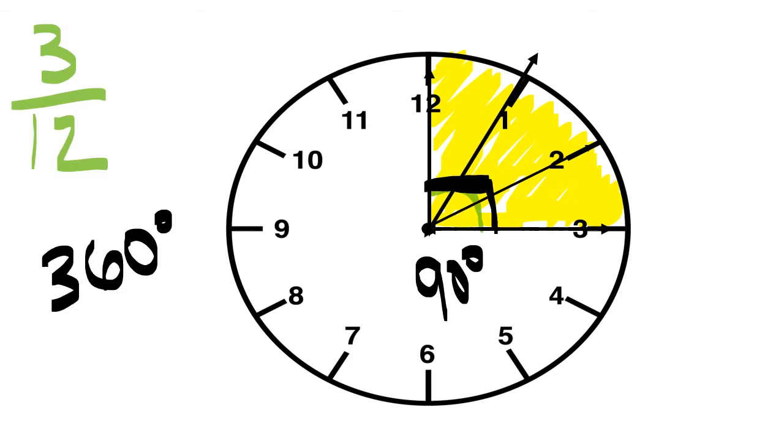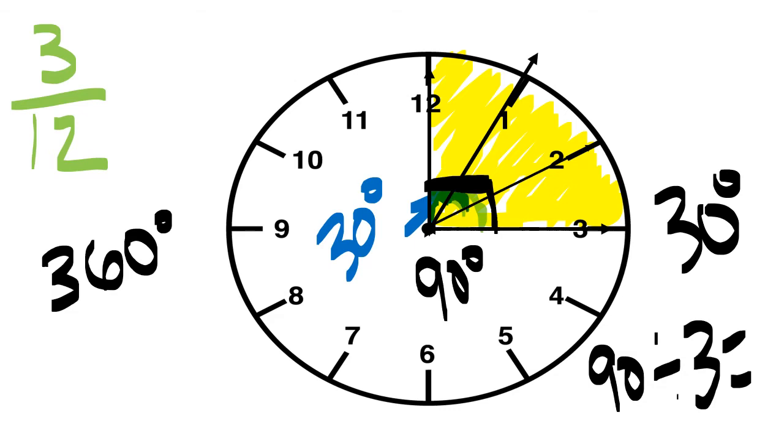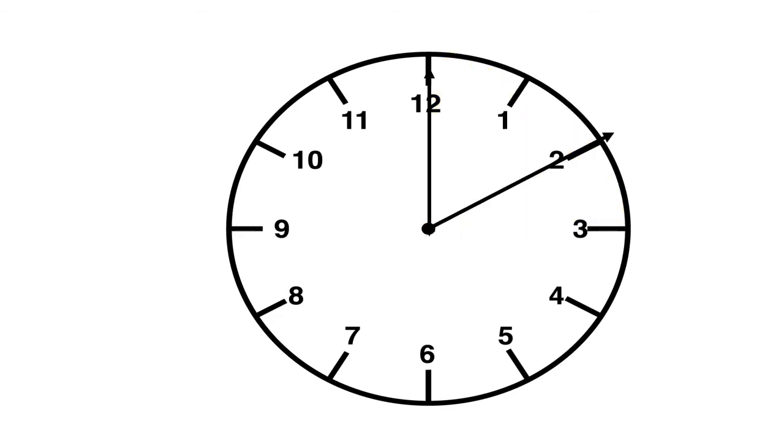So what's the measure of all of these angles? Well, that's simple. That's 90 degrees divided by those 3 angles, and that gives us 30 degrees, which tells us that each of these angles is 30 degrees. So from the 12 to the 1, it's 30 degrees. From the 1 to the 2, it's 30 degrees. From the 2 to the 3, it's also 30 degrees.